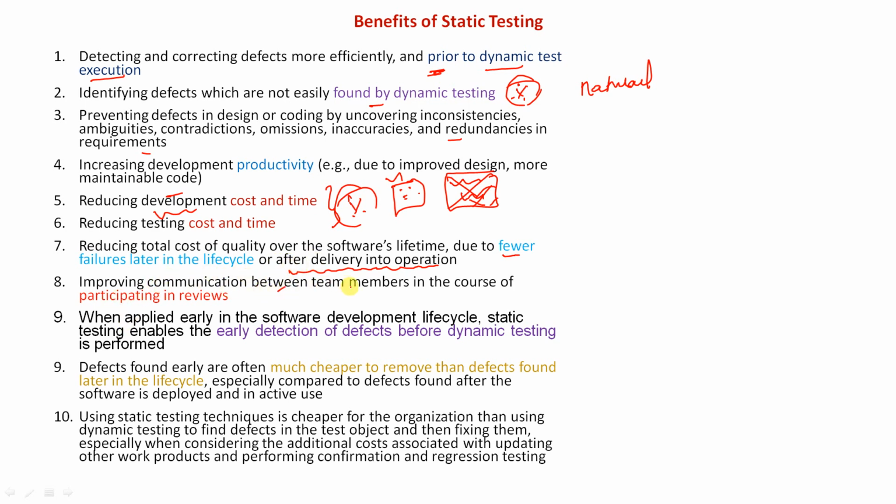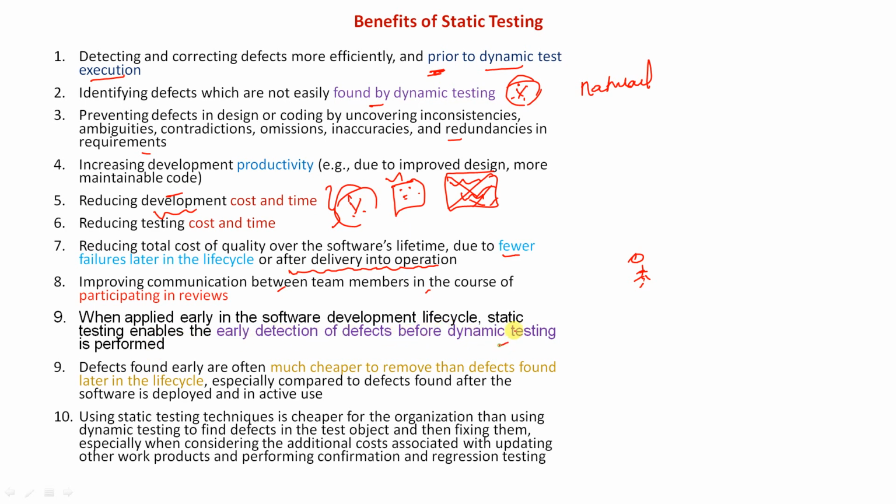Improving communication between team members in the course of participating in reviews. So again, there is communication. Say, for example, if the team has 20 people, 10 developers and 10 testers, they may not have proper interaction, but because of these kinds of reviews they will participate and have more interaction, so obviously rapport will be built. It will be very good for getting the software on time, because things will be faster, right? And when applied early in the software development lifecycle, static testing enables early detection.